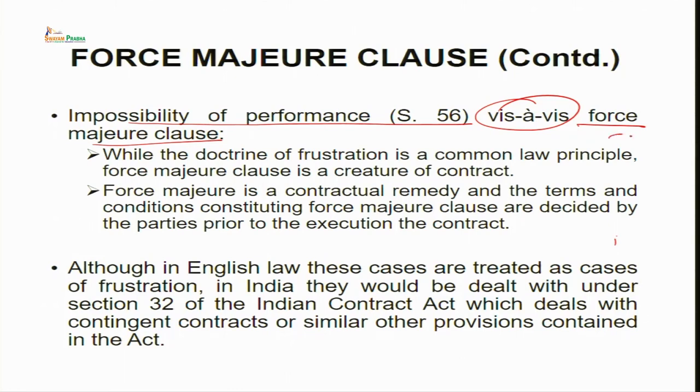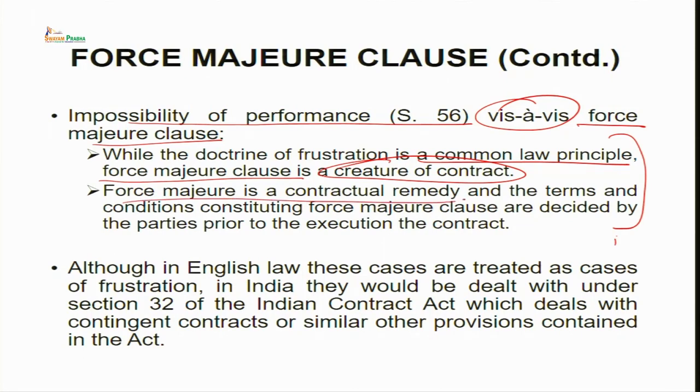So, two points I have highlighted here. While the doctrine of frustration, or the impossibility of performance, is a common law principle, this concept has been incorporated under section 56, as we had discussed in one of the first sessions, that majorly the provisions of the Indian Contract Act have been taken from common law principles. So, while the doctrine of frustration is a common law principle, force majeure clause is a creation of contract, because force majeure clause is something which you have to incorporate in the terms of your contract.